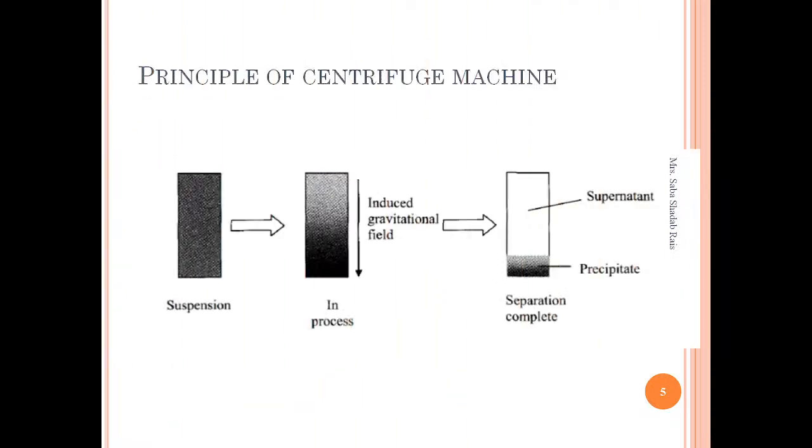So what is the construction of the centrifugation machine? First you have a suspension, and on this suspension you are applying the force, and that force is in process and an induced gravitational field will be happening. Point to be noted is that the centrifugal force is more than the gravitational force. After applying the forces, the lighter particles become the supernatant, and whatever is sedimenting is going to be called a precipitate.